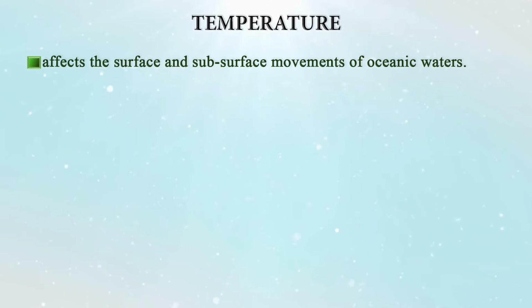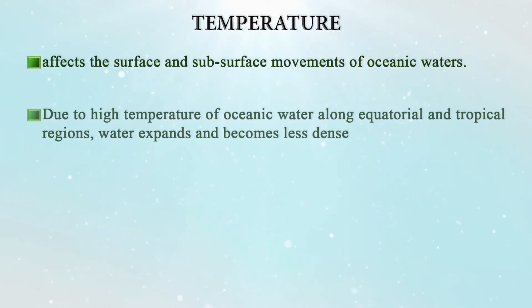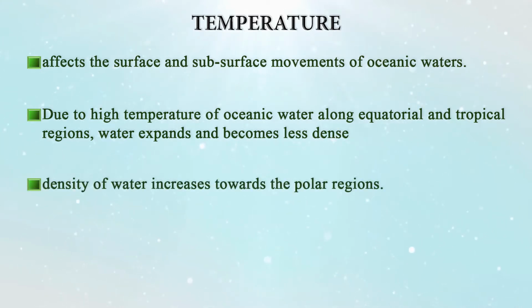Now, how does temperature affect the movement of ocean currents? Both surface and subsurface movement of ocean currents are affected by temperature. Due to high temperature, sea water expands. Since water expands, it becomes less dense. So the density of water changes in this way, and you see the temperature decreases towards the polar region, so the density of water increases towards the polar areas.